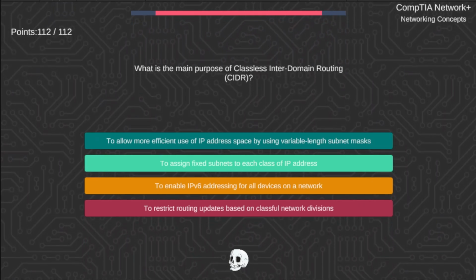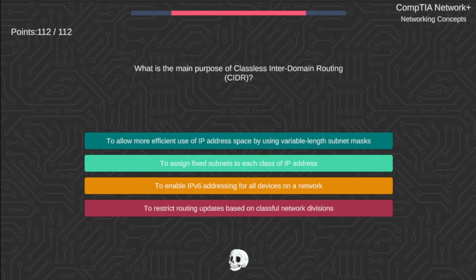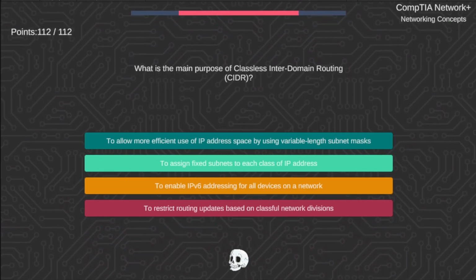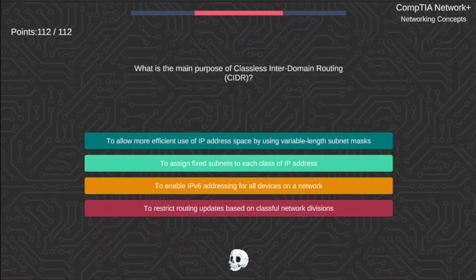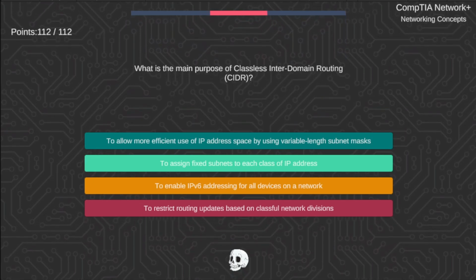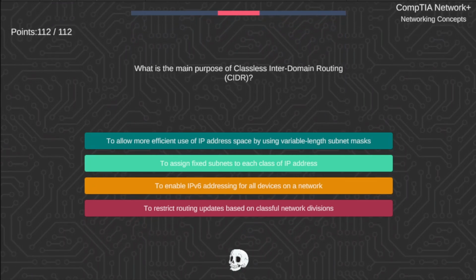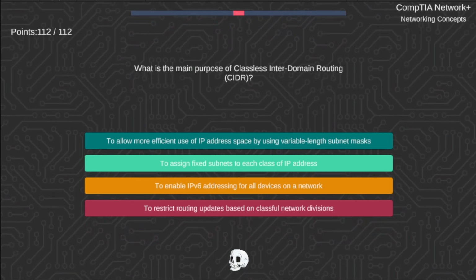To allow more efficient use of IP address space by using variable length subnet masks, to assign fixed subnets to each class of IP address, to enable IPv6 addressing for all devices on a network, or to restrict routing updates based on classful network divisions. The main purpose of classless interdomain routing, or CIDR.